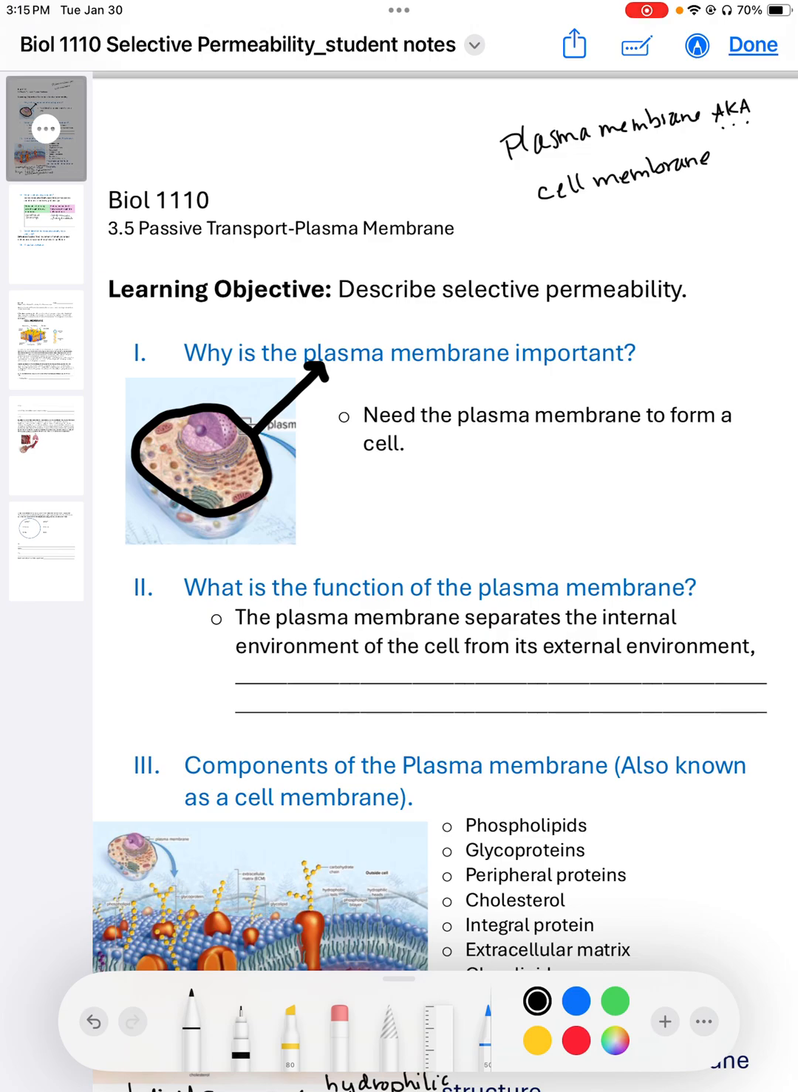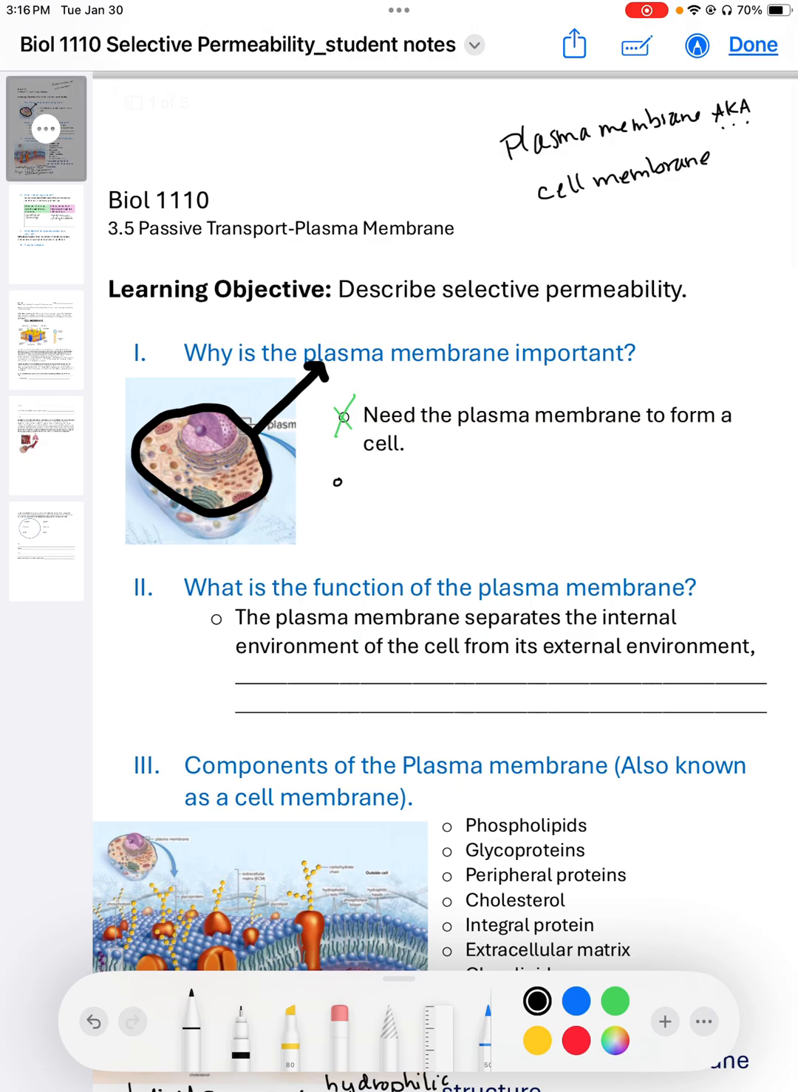Okay. So to start this discussion, what is it and why is a plasma membrane important? Well, we have a couple of reasons here. The plasma membrane is needed to form a cell. Without the plasma membrane, we won't generally have a cell. The other reason is that it helps maintain a cellular internal environment, and that is homeostasis.